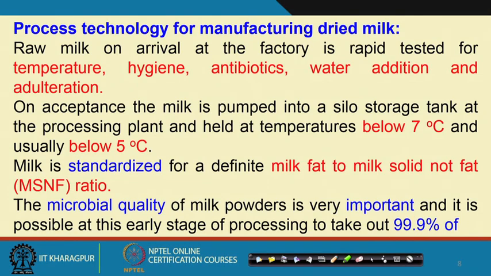So before it goes to the dryer, a lot of milk is kept in one place, right? That is in a silo. Big containers are called silos. So this milk is pumped into the silo, or storage tank. Before it goes to the processing plant, it can be held at 7 degrees centigrade or a minimum of 5 degrees centigrade. The lower the temperature, the better it is, as we have said earlier. So 5 degrees is better than 7 degrees.